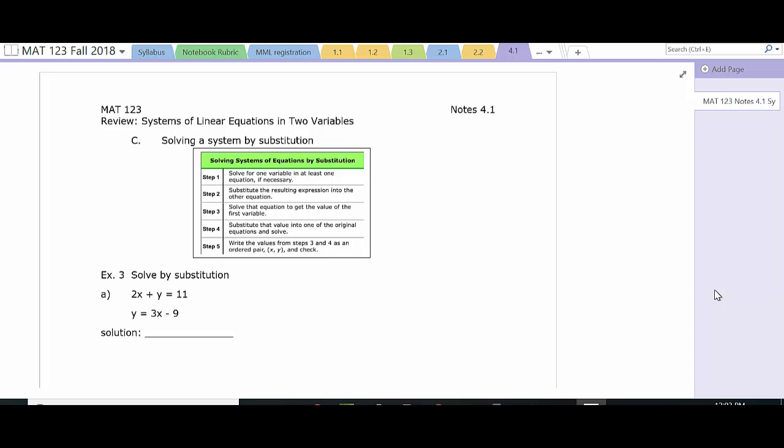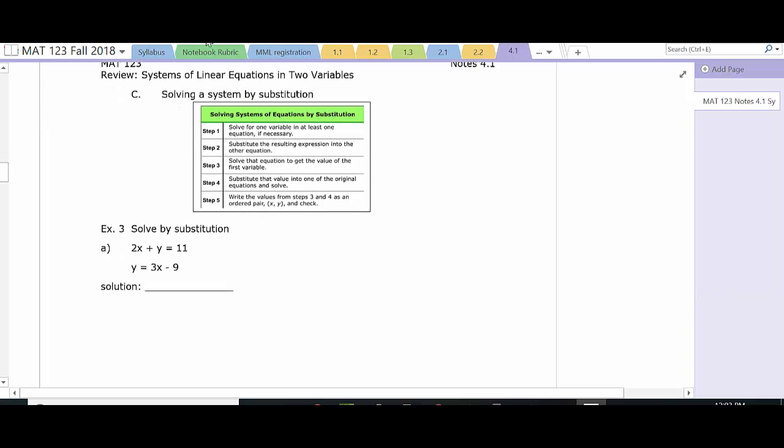Okay, so on this page, I'm going to show you how to do substitution. So you want to kind of go through and write down what I'm showing you here. The first thing that you do is you have two equations. You look for one that's solved for a variable. So notice this is y equals 3x minus 9. It's already been solved for y. That's a good thing. You like it when that happens.